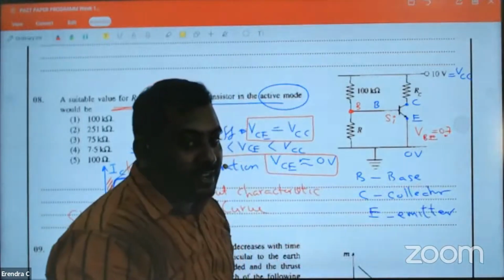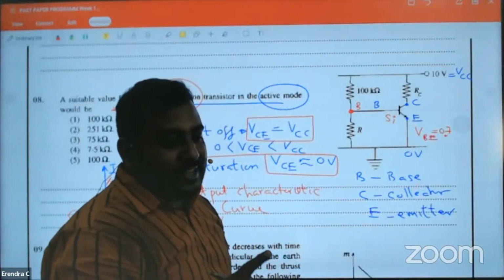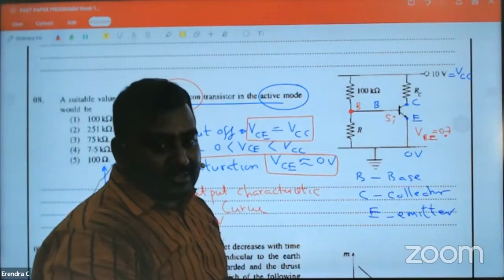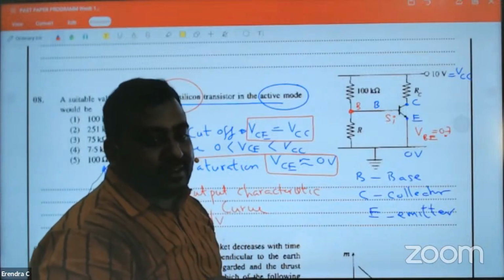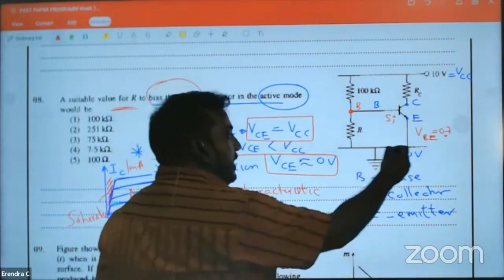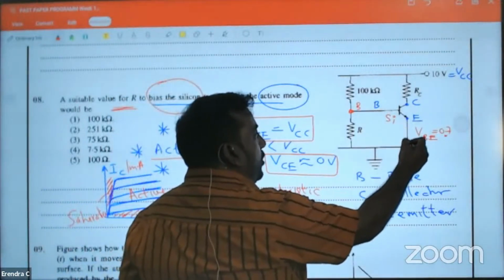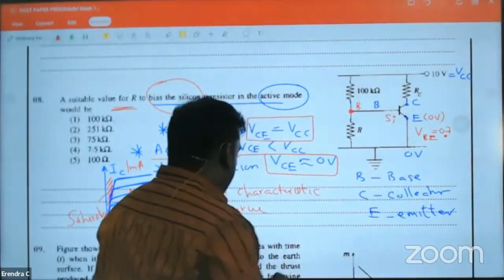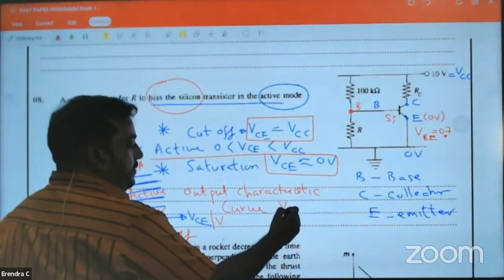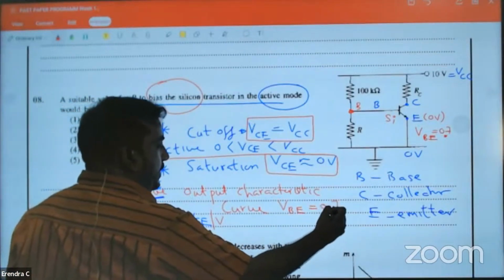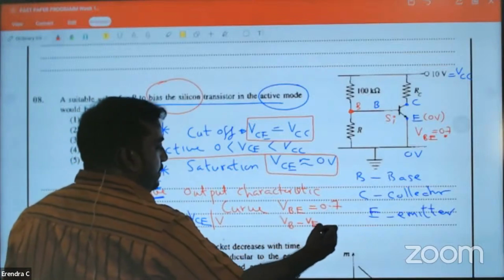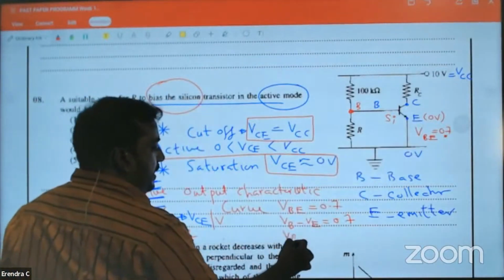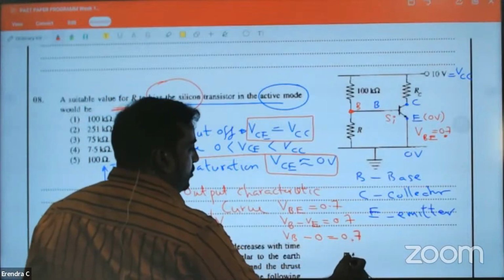Base emitter is silicon, so 0.7. Can you remember yesterday I drew a curve? Last MCQ. For silicon, the bias voltage is 0.7; germanium, 0.3. So here you can see this wire is empty, no resistor, so this is 0 volt. VBE is 0.7. That means VB minus VE. Simple. The voltage at E is connected to 0, so VB minus 0 is 0.7. You all know this.